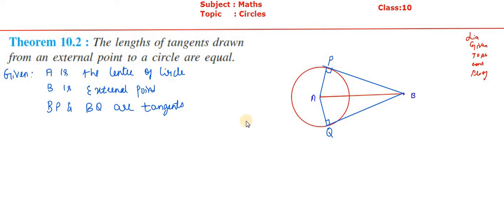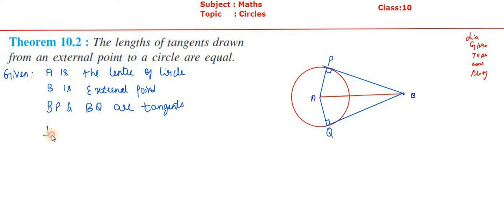Okay, so why? Because from the first theorem we learned that when we draw a line from the radius to the point of contact of the tangent, that line is perpendicular. So because of that I wrote this perpendicular, that is 90 degrees. I hope all of you understood. Okay, so now what we did: join AP, AQ and AB.